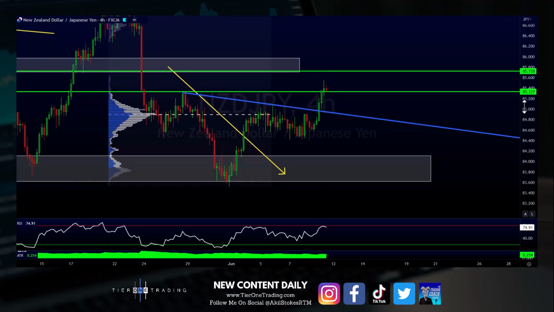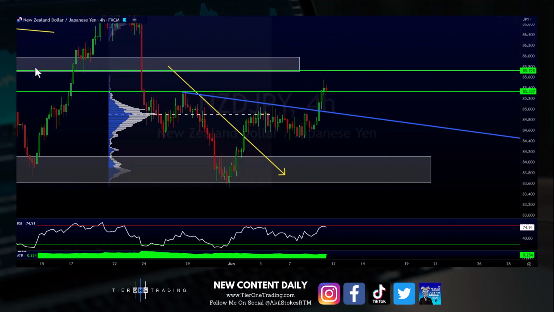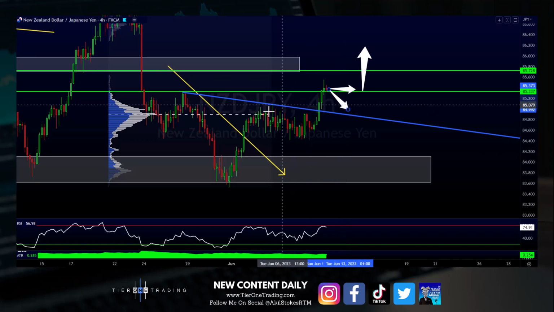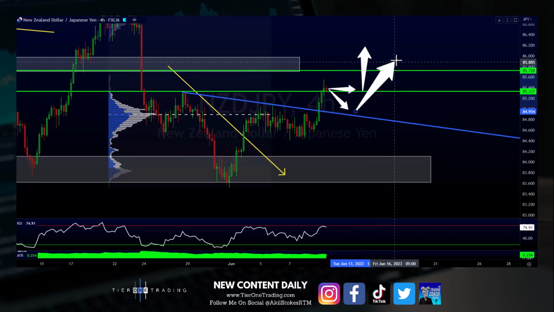What I'm looking for now is one of two things to happen at this level. One, we get some kind of sideways consolidation before a pop, like a high and tight flag, or we get some type of pullback back into our previous level of structure resistance, now expected to act as support. And then we look for an extension higher. So either way, a cool opportunity to keep an eye on here on the New Zealand yen as we get going on this new week of trading.